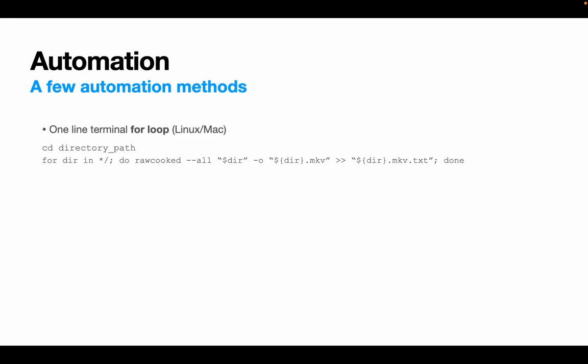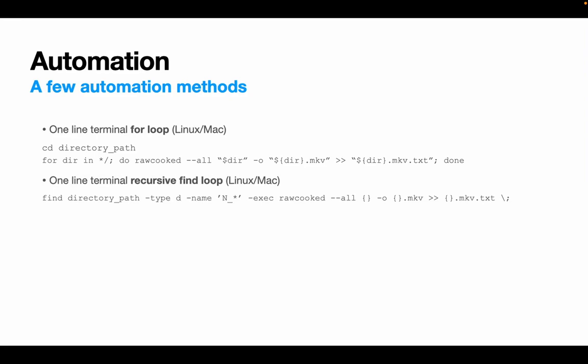The next section, do, lists the RAWcooked command we should recognize from before, where the dir with a dollar sign in front of it becomes the folder path and name, but the MKV will get created alongside the dir with the MKV extension on the end, and the log with the mkv.txt extension. So instead of going to a separate file, they'll be included within the same file because you're just using that standard path. Semicolons and done signal the end of the loop once all of the items have been found and worked against.